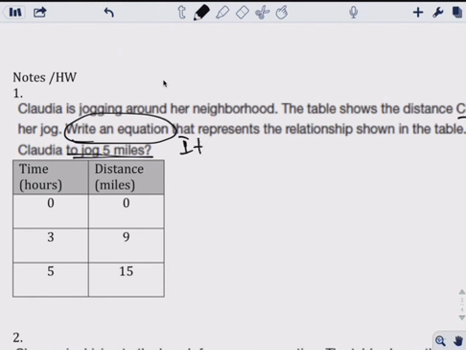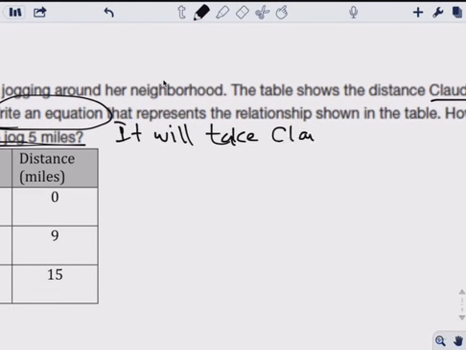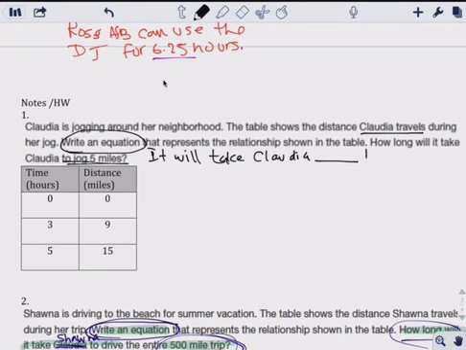It will take Claudia blank hours to jog 5 miles. So we need to find how many hours to jog 5 miles.